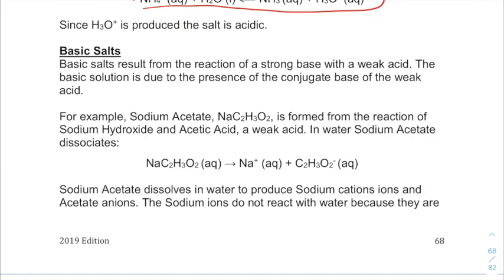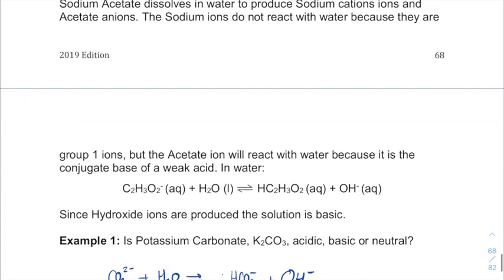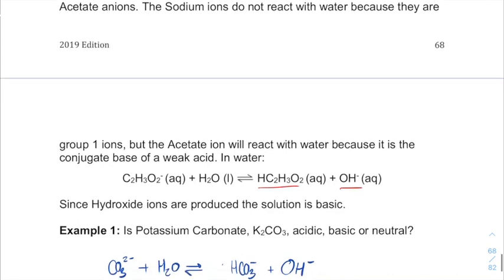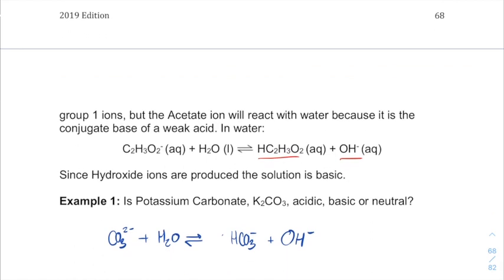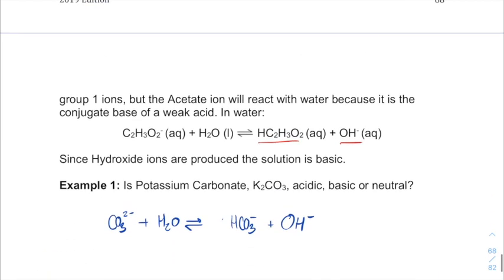Now, basic salts, for example, sodium acetate is an example. In the case of sodium acetate, if you dissolve some sodium acetate, it dissolves into sodium and acetate, but then this acetate has the ability to react with water to form acetic acid and hydroxide, so it can form a basic solution. So here's the type of example we can do here.